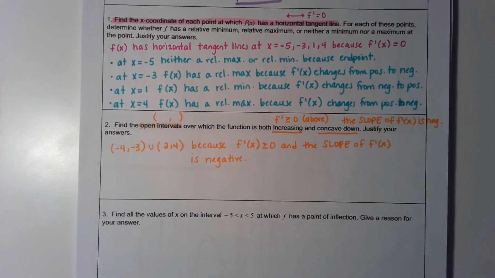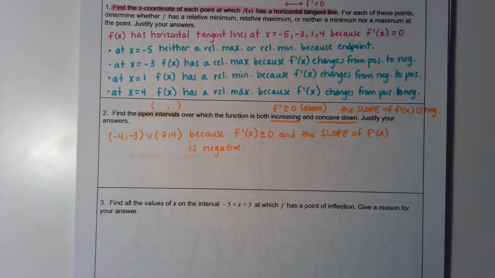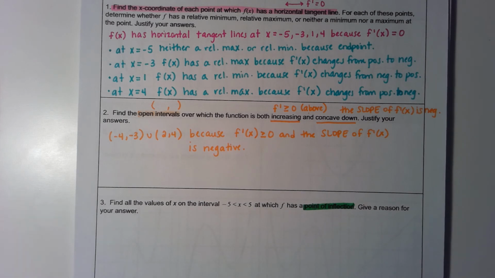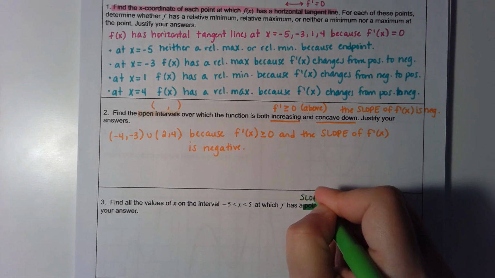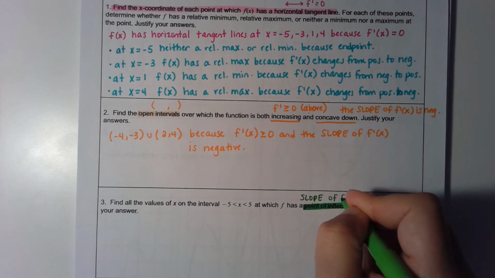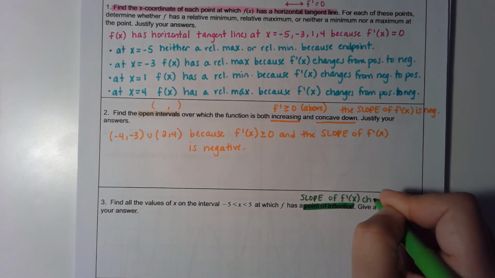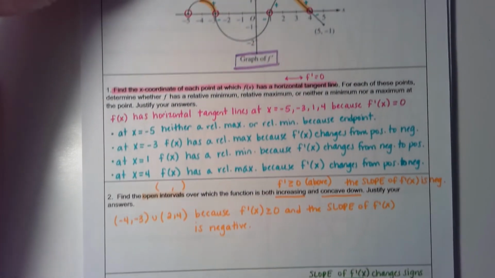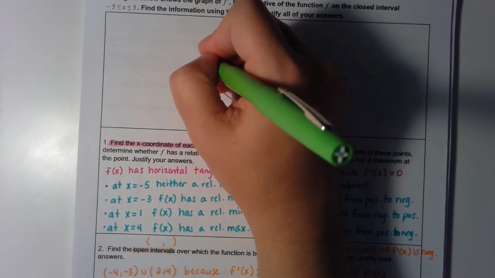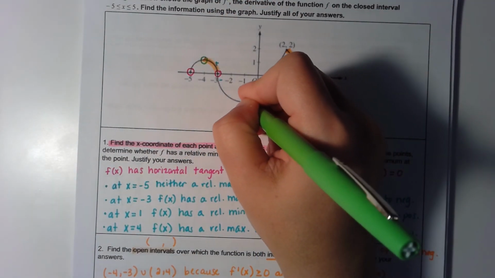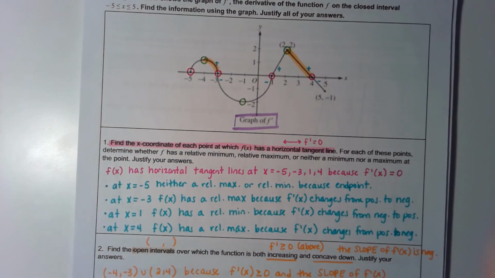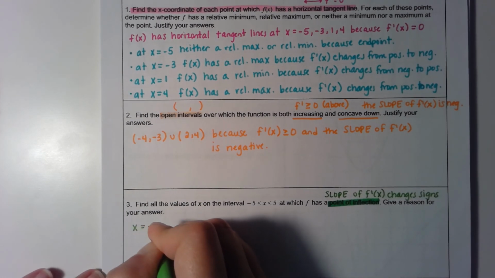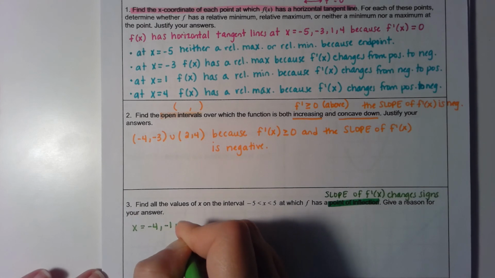Finally, last but not least, it says find all of the x values on this interval at which f has a point of inflection. Now, a point of inflection is going to occur at a place where the slope of f prime of x changes signs. So I'm going to go back to this graph and I'm going to look for where the slope changes from positive to negative or negative to positive. That's going to happen once right here at -4, again right here at -1, and again right here at +2. So I'm going to go ahead and write those values down. So I'm going to say x equals -4, -1, and +2.